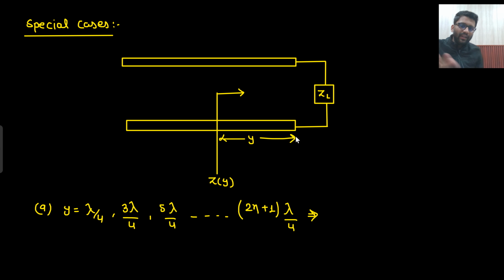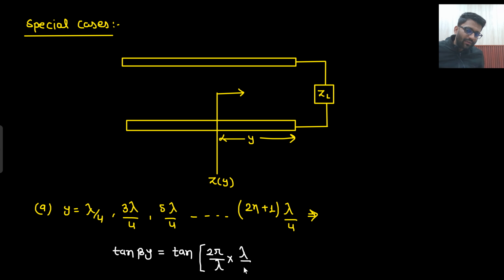So what we are doing is, at a particular distance y from the load, we are writing down the impedance. Now let's say y is equal to an odd multiple of lambda by 4. That means it could be lambda by 4, 3 lambda by 4, 5 lambda by 4, or any odd multiple of lambda by 4. First let me find the value of tan beta y. That will be tan beta y, where beta is 2 pi by lambda. For now I am taking y equal to lambda by 4.